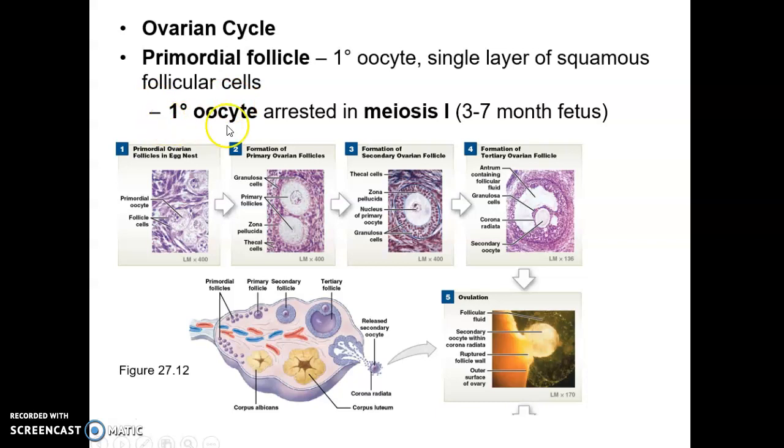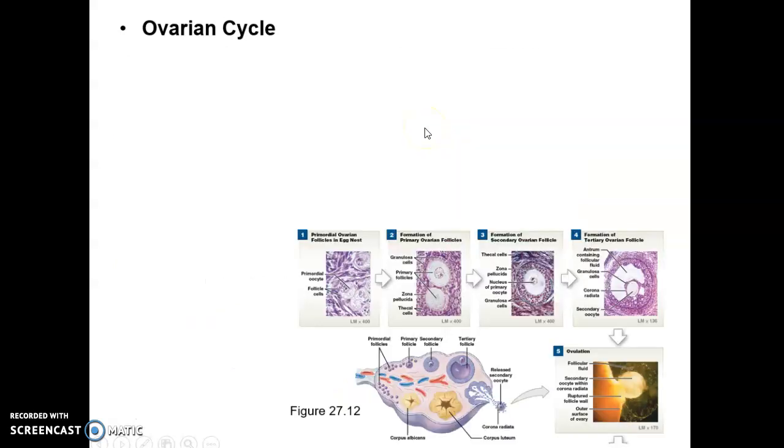And that primary oocyte within the primordial follicle is in arrested development, or stops developing, when the human female fetus is between 3 to 7 months old, and the arrest happens in meiosis I, the first meiotic cell division.